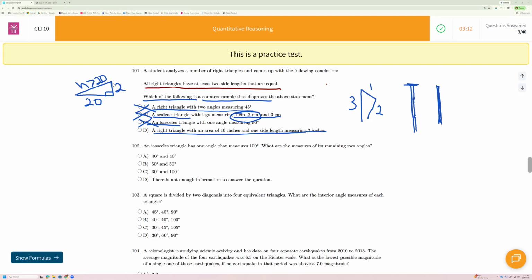Okay, now 102, an isosceles triangle has one angle that measures 100, sorry, I'm losing it. So that would be something like this, more than 90. So this is my 100. And because we have two equal sides, these two angles are the same. These two have to add up to 80 because 180 is the three angles together. That means I have to split 80 into two, 40 degrees and 40 degrees. My answer is A. I'm going to erase.